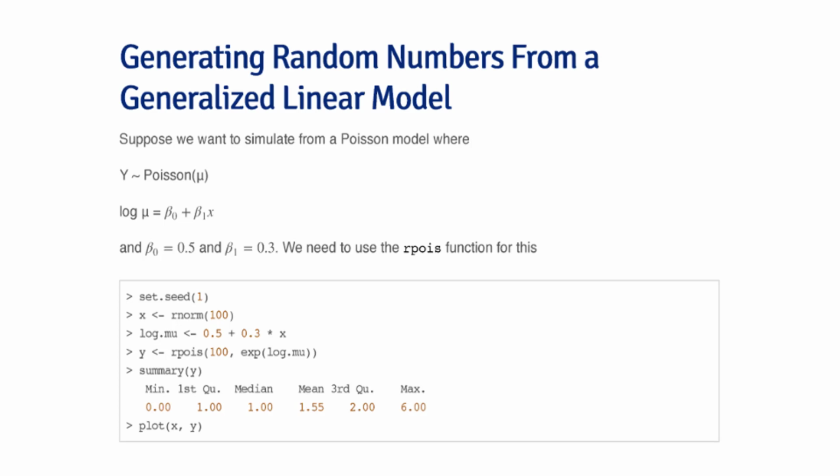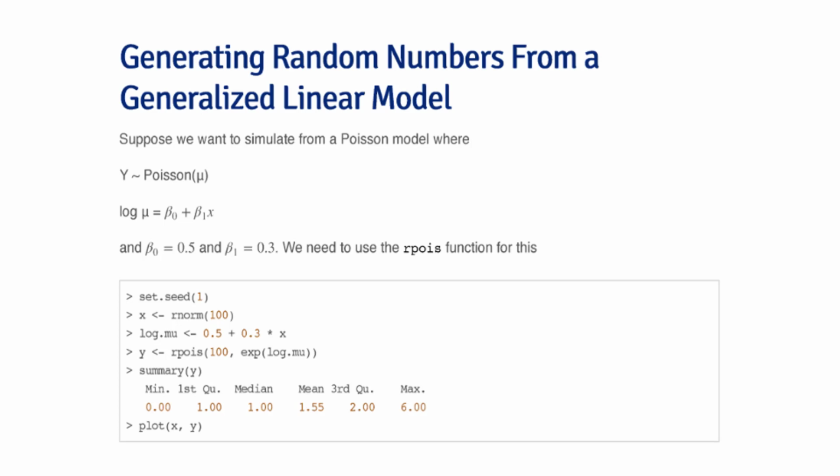And so let's assume that the outcome y has a Poisson distribution with mean mu, and that the log of mu follows a linear model with an intercept beta naught and a slope beta 1. So x is going to be one of our predictors. Let's assume that beta naught is 0.5 and beta 1 is 0.3. So how do we simulate from this model to get our Poisson data? We need to use the rpois function for this. We first set the seed as always and we generate our predictor variable x, which is going to have a standard normal distribution. Then we are going to generate our linear predictor, log of mu, which is just adding the intercept and the slope coefficient times x.